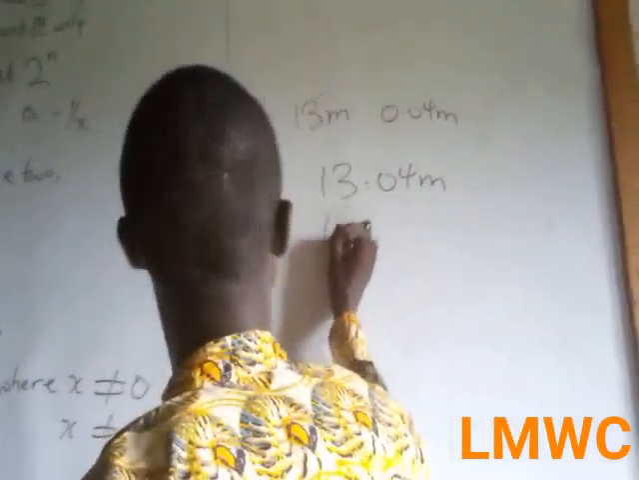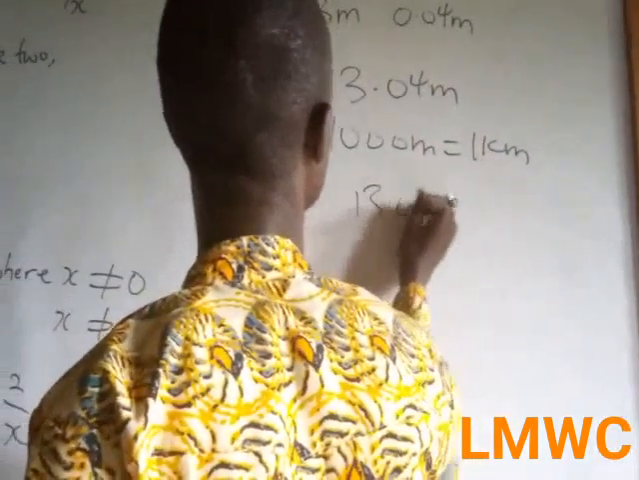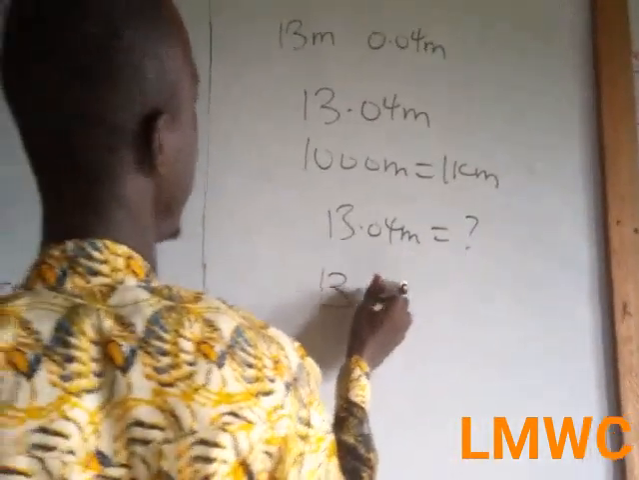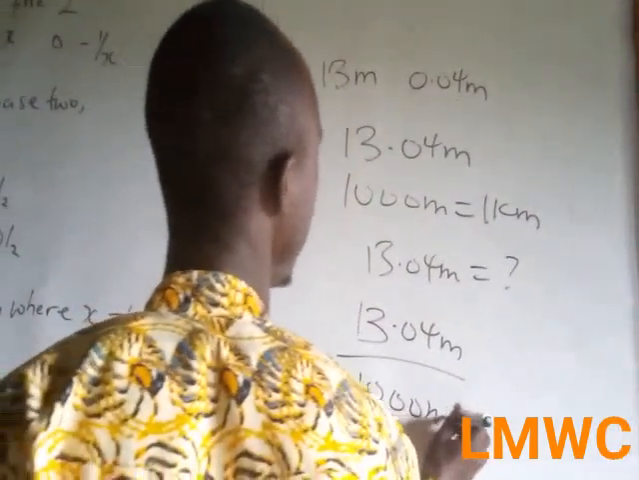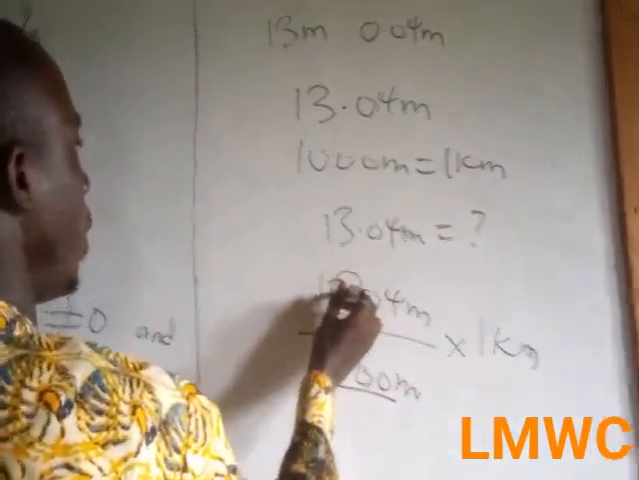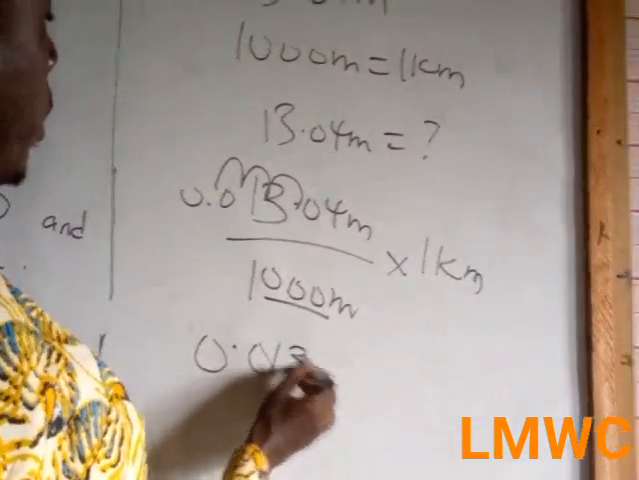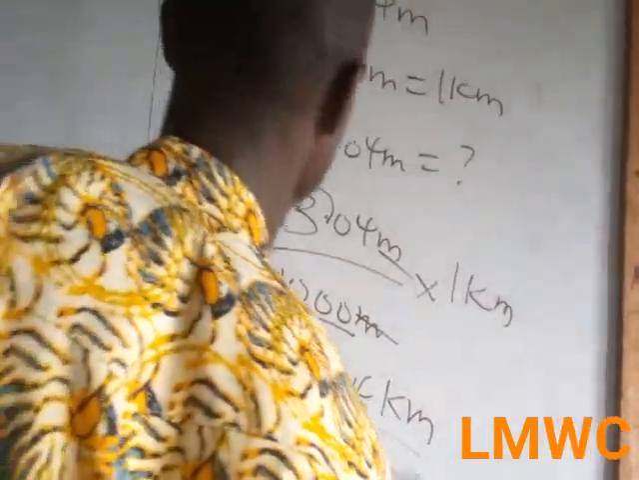So if 1000 meters is equal to 1 kilometer, 13.04 meters becomes what? You don't know. So it becomes 13.04 meters over 1000 meters times 1 kilometer. So we have 3 zeros to move. 1, 2, 3. So we have 0.01304 kilometers. This will cancel this. So 0.01304 kilometers. Our answer is D.